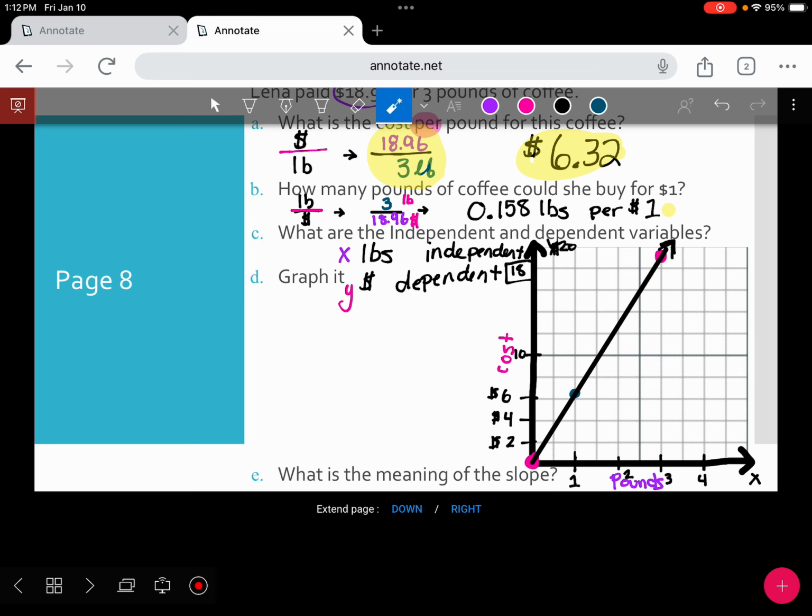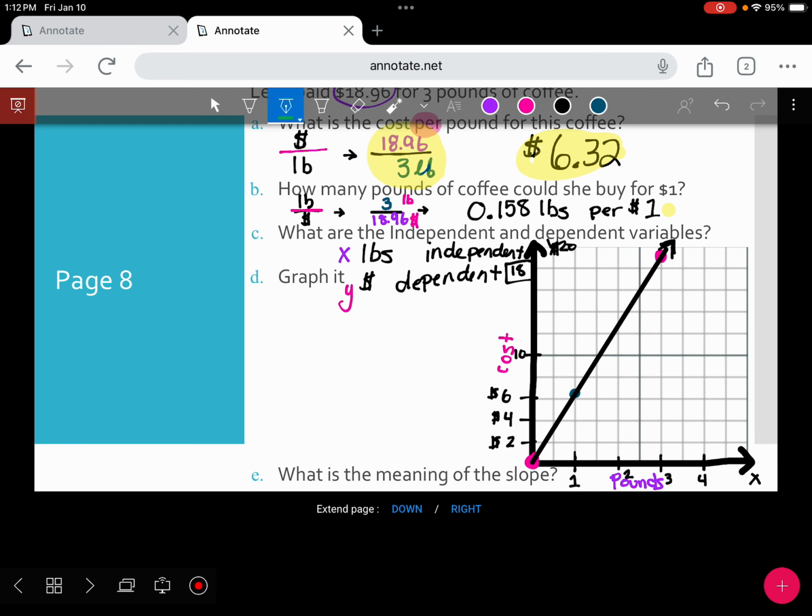And then the last question they ask us here is really similar to one they've asked us earlier. It's just having us do it at the graph. So this is the very last question for us on this page, and we want to know what the meaning of the slope is. So what is our slope here? What is our slope?